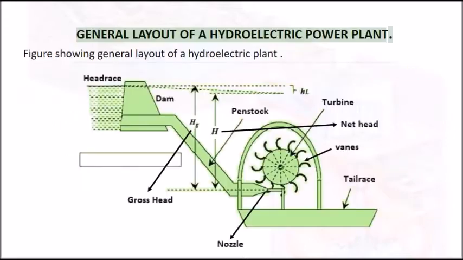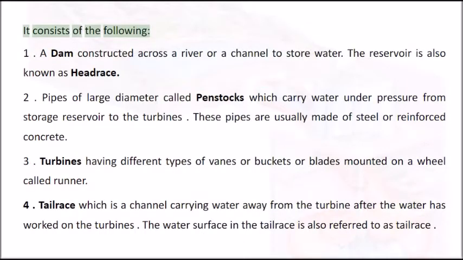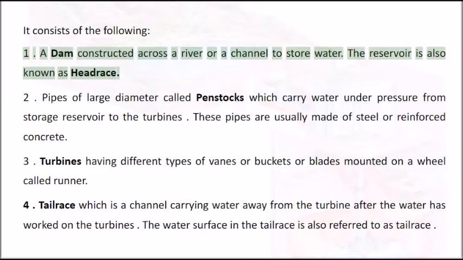General layout of a hydroelectric power plant. Figure showing the general layout of a hydroelectric plant. It consists of the following. 1. A dam constructed across a river or a channel to store water. The reservoir is also known as head race.